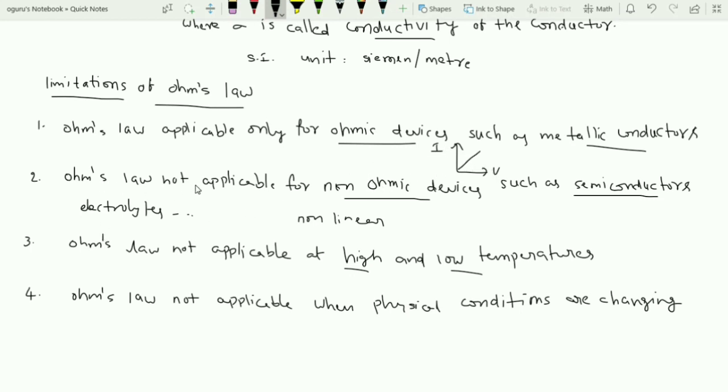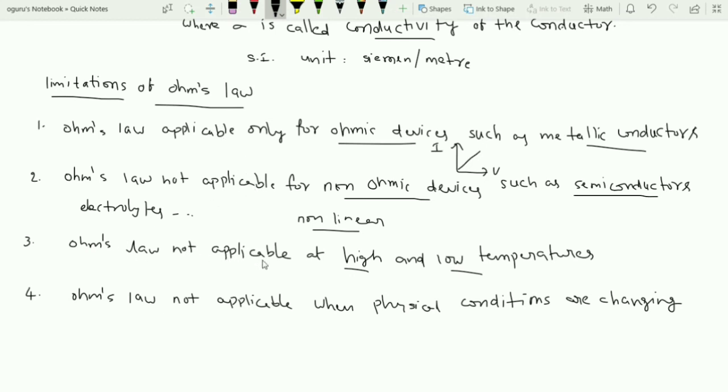Next, Ohm's law is not applicable for non-ohmic devices. The devices which do not obey Ohm's law are called non-ohmic devices. Examples are semiconductors and electrolytes. For these devices, the relation between current and voltage or potential difference is non-linear. For non-ohmic devices, Ohm's law is not applicable.